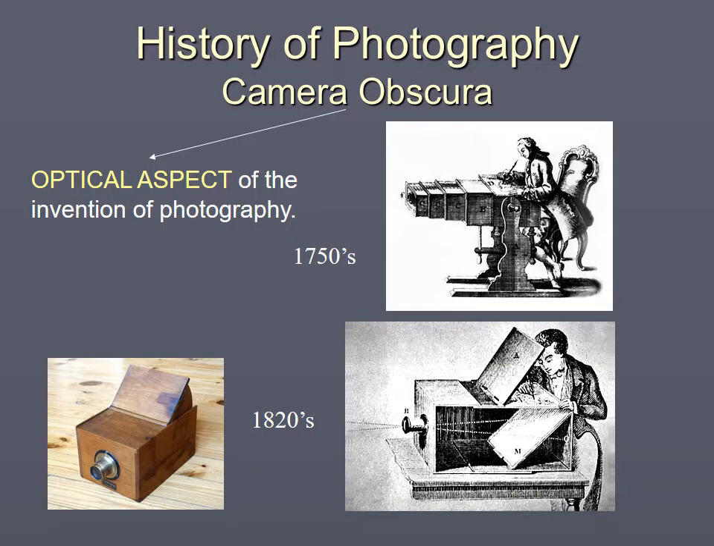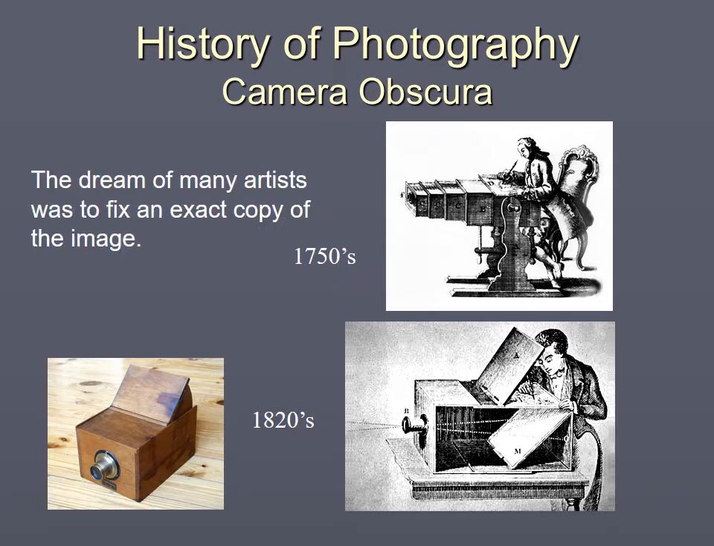So this was the optical aspect of the invention of photography. The camera obscura, dark room. But it just wasn't enough for some people. They wanted an exact copy of the image. Tracing just didn't do it.